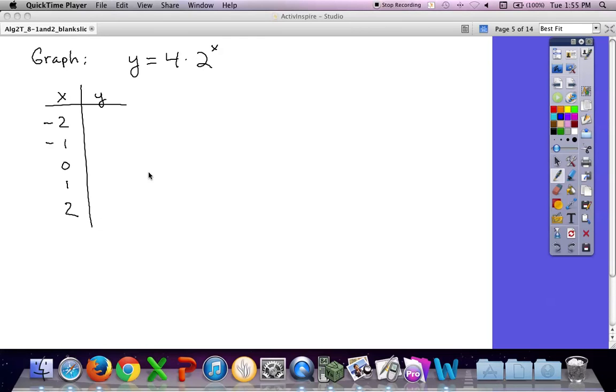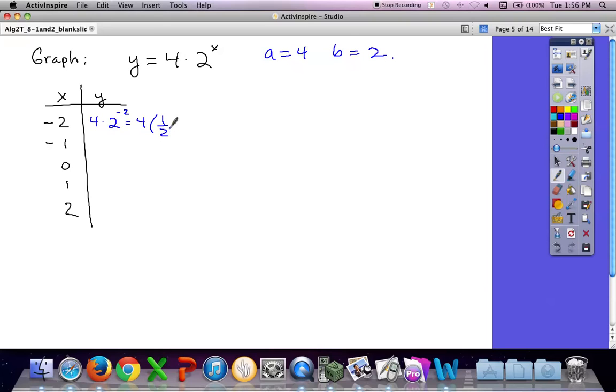Right? The only thing different between what we just graphed and this one is this time we got a 4, right? So a equals 4, b equals 2. And so I'm going to make a table of values. And this time I'm just going to go -2 to 2 because I can pick. For x equals -2, that'll be 4 times 2 to the -2, which is 4 times 1 over 2 squared, right? Flip it to the other side, it becomes positive, which is 1.